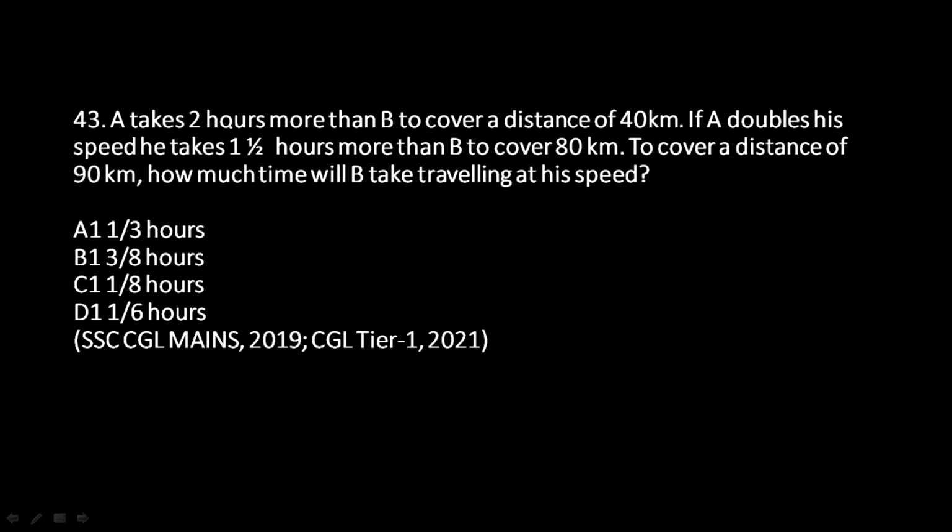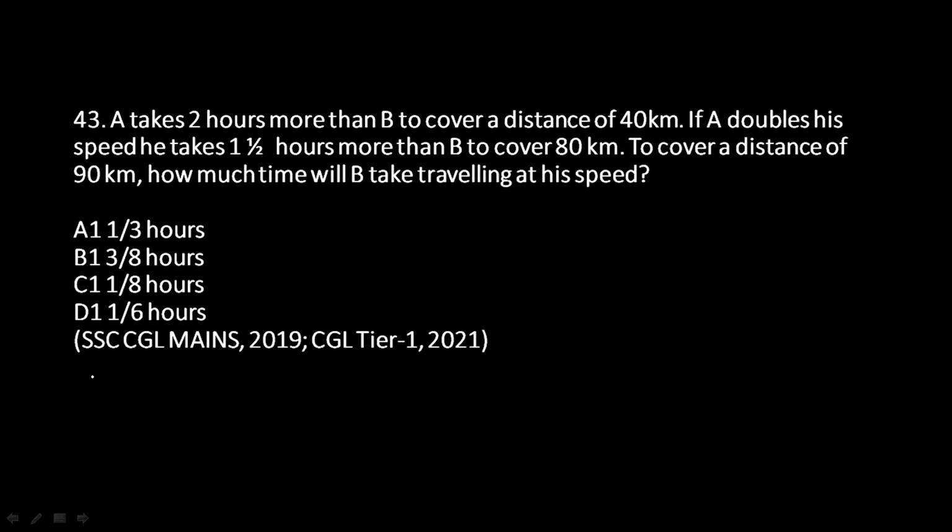A takes 2 hours more than B to cover a distance of 40 km. If A doubles his speed, he takes 1.5 hours more than B to cover 80 km. To cover a distance of 90 km, how much time will he take traveling at his speed? So how will you solve it?